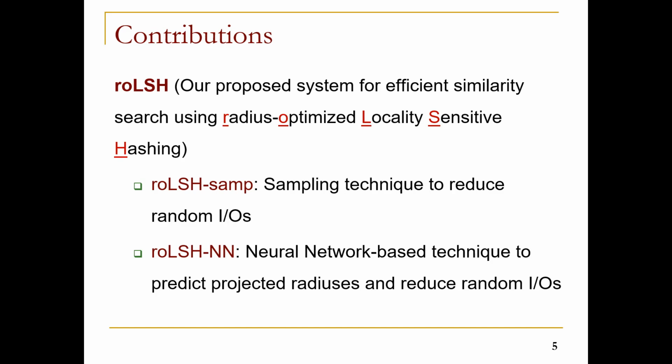We propose a sampling-based technique named roLSH-samp that reduces random disk IOs and thus reduces the overall query processing time. We further improve on roLSH-samp by proposing a neural network-based technique named roLSH-NN to predict projected radiuses and further reduce random IOs for efficient query processing. Both of these techniques are designed by taking two key observations into consideration, which will be described next.